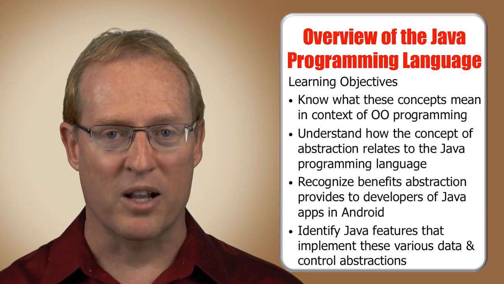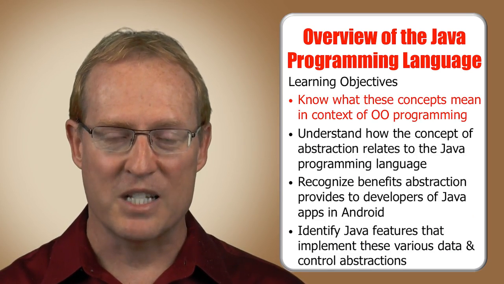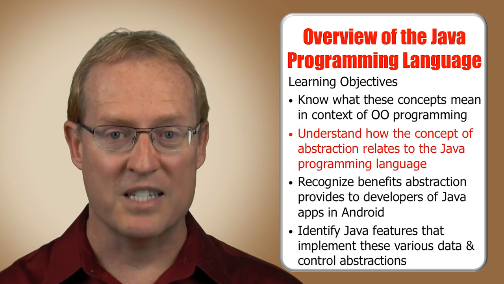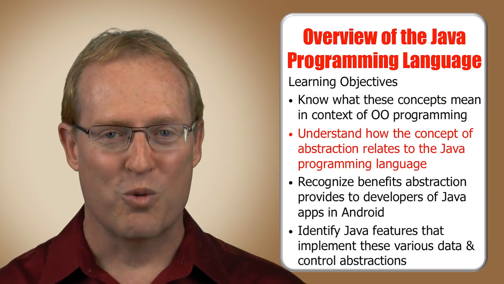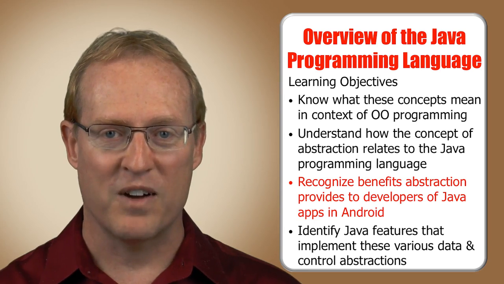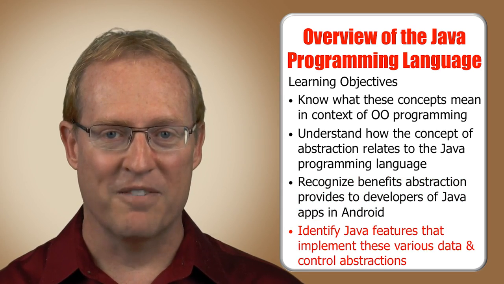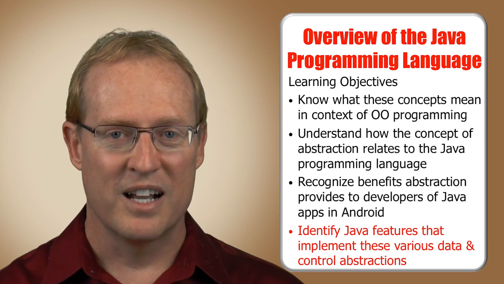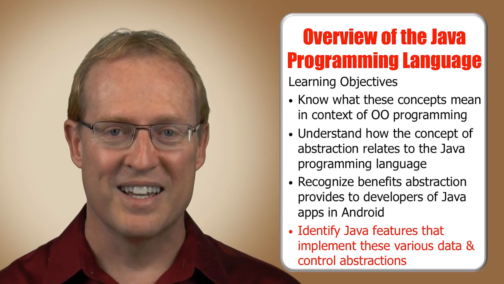After completing this part of the lesson, you'll know what these concepts generally mean in the context of object-oriented programming, understand specifically how the concept of abstraction relates to the Java programming language, recognize the benefits abstraction provides developers of Java apps and Android, and be able to identify Java features that implement various data and control abstractions, such as Java's conditional statements, loops, classes, and interfaces.